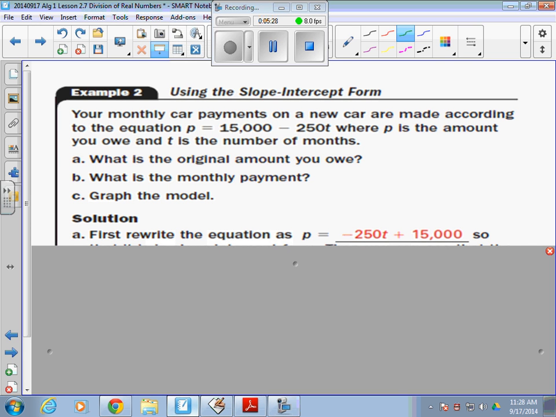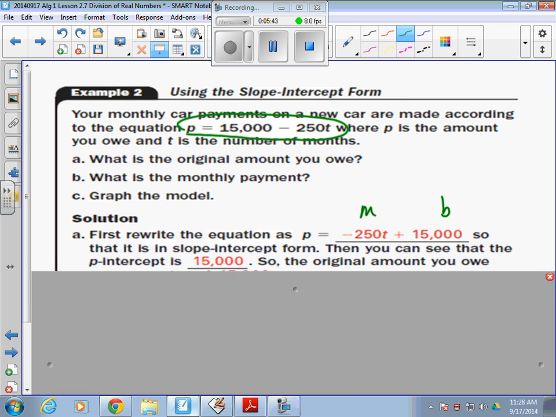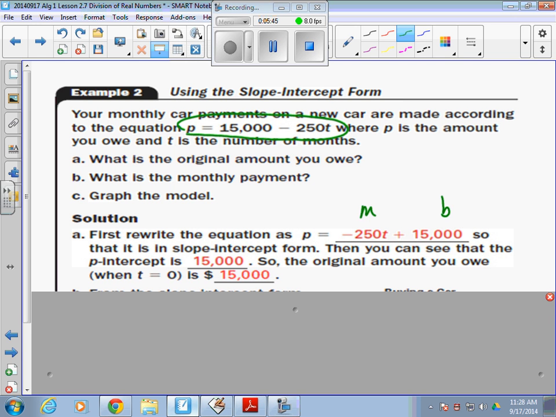It says first rewrite the equation. P equals negative 250T plus 15,000. The only reason we rewrote it is because this is not slope-intercept form given here. The way it's rewritten here, now it says mx plus b. Slope-intercept form shows you that the p-intercept or the y-intercept is 15,000. So the original amount you owe when t is 0, or when there are 0 months made, is 15,000.